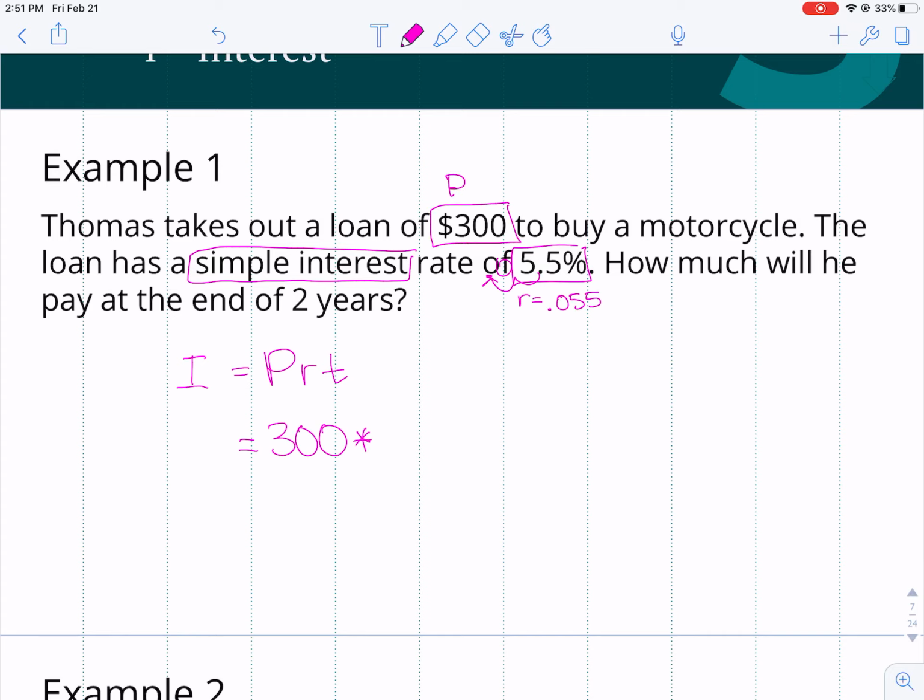The P will always be the money you started off with. The 2 years would be the T. So if you plug this into your calculator, it should give you the amount for the interest. And you should get $33.